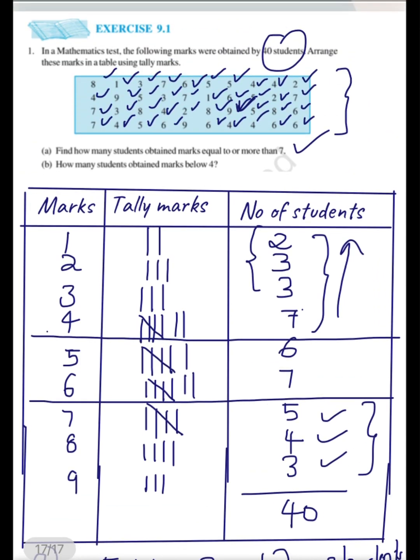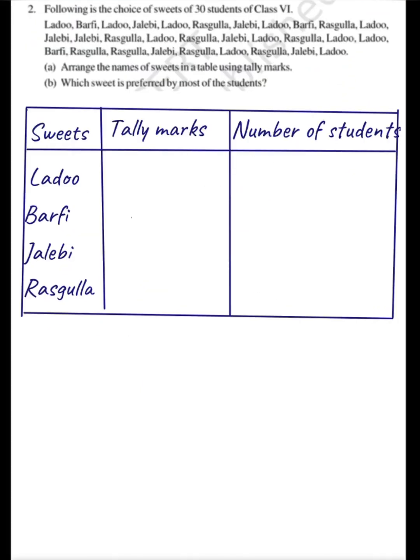Now let's see the second one. Now let's discuss the second question. Here, the choice of sweets of 30 students is given. Some students like laddu, some like burfi, some like jalebi, some like rasgulla. We have to make a table using tally marks.